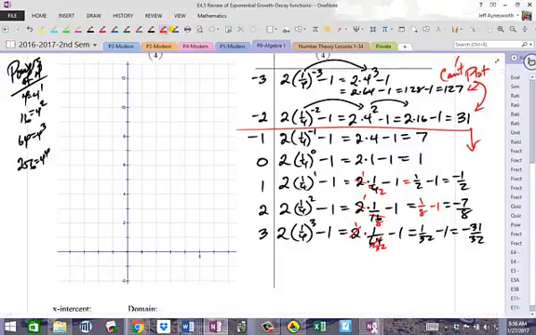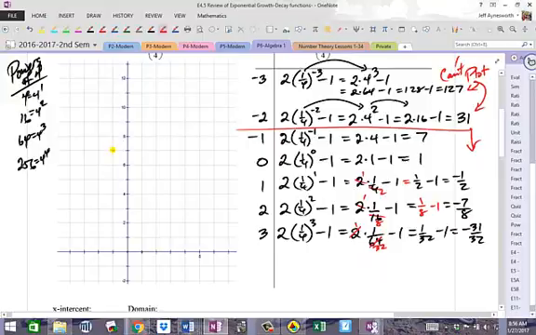So look in red here. I'm going to go left 1 up 7. So left 1 up 7. Then 0, 1. There's your y-intercept there.